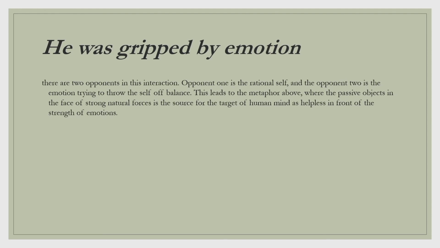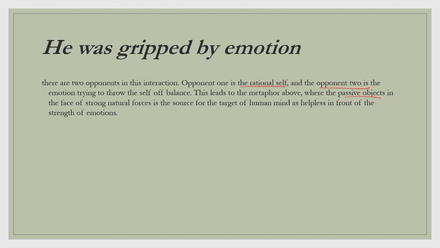So, there are two opponents in this interaction. Opponent one is the rational self, opponent two is the emotion trying to throw the self off balance, and this leads to the metaphor above. Because the passive object in the case of a strong mental force is helpless, the agonist could not fight back, as a result of which the emotion has gripped the person. The antagonist has exerted its force, and that is the force dynamic understanding of it. The emotion has the upper hand, and the self is under its control.